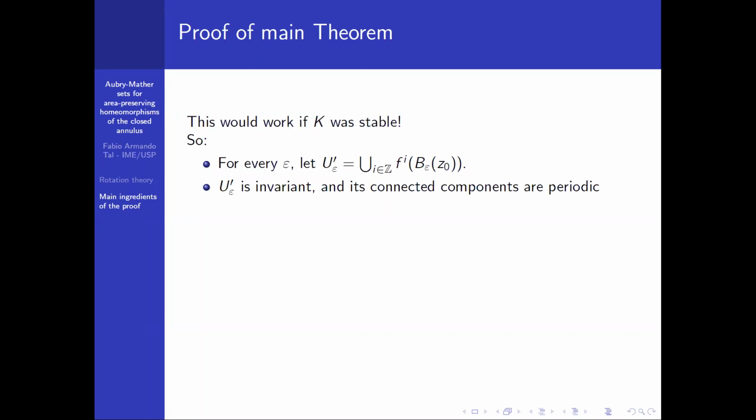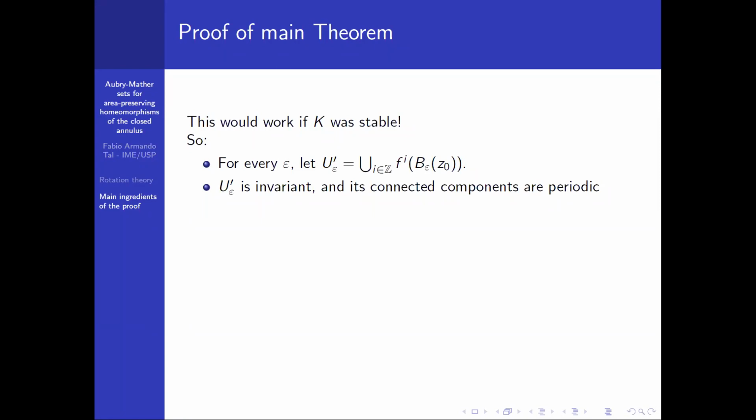And this can be either a disk, or it can be some region which is an annular region. So either you have some periodic disk here, which is periodic and contains the U epsilon, or it can be something like this. It's a subannulus in some sense. And I claim that this cannot be a periodic disk.